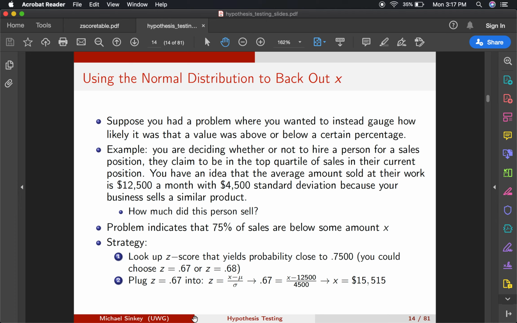The last type of problem that I want to look at is using the normal distribution to back out x. This is important because oftentimes in a business setting, you will not be given a specific probability-related problem to solve. Rather, you'll be given a top percentage that you want to be included in. So you want to finish in the top quarter of sales. You want to finish in the top half of your class.